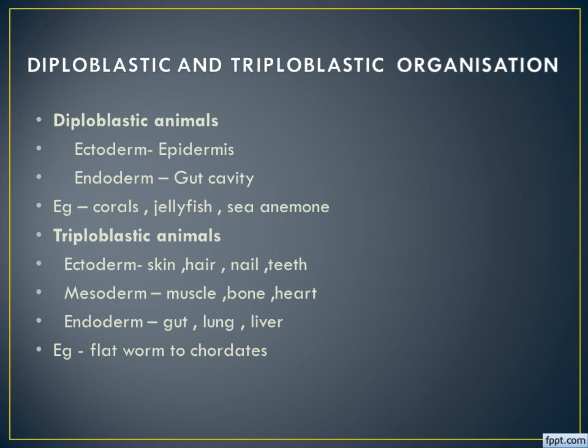Understand? For example, this triploblastic layer is present from flatworm to chordates. What do you mean by flatworm to chordates? If we go through the 10 phyla names: flatworms, that is Platyhelminthes, Aschelminthes, Annelida, Arthropoda, Mollusca, Echinodermata, Chordata. Till this, these animals consist of 3 layers. Hence, they are known as triploblastic animals. Got it? Fine. Let us see in detail.